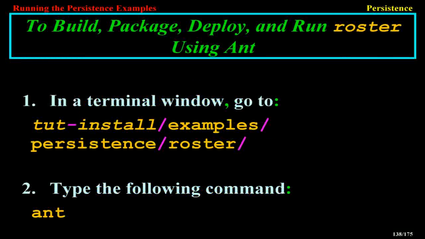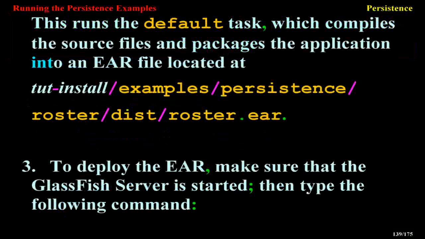To build, package, deploy, and run roster using Ant. In a terminal window, go to tut-install/examples/persistence/roster. Type the following command: ant. This runs the default task, which compiles the source files and packages the application into an EAR file located at tut-install/examples/persistence/roster/dist/roster.ear. To deploy the EAR, make sure that the GlassFish server is started.